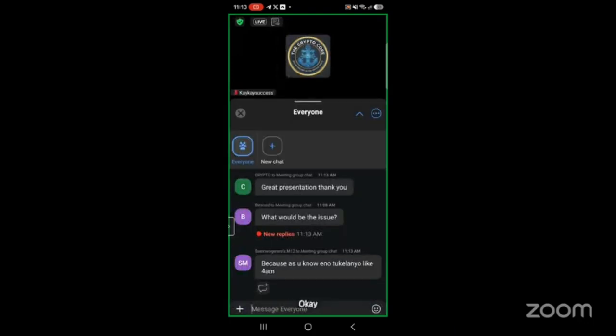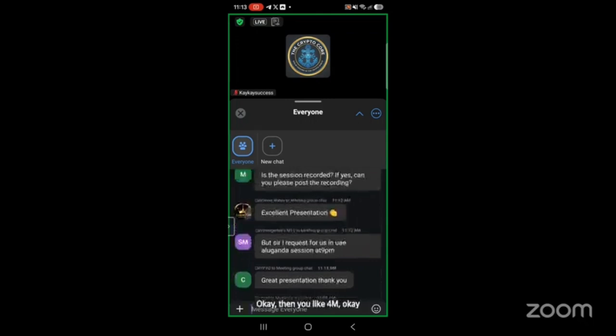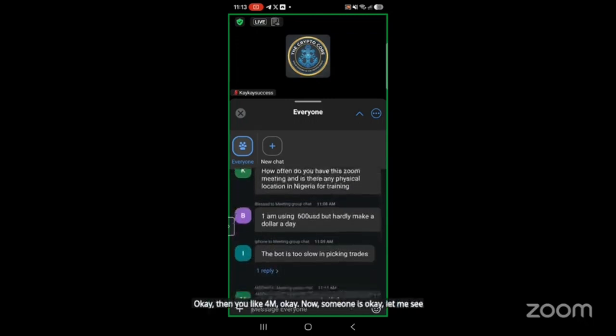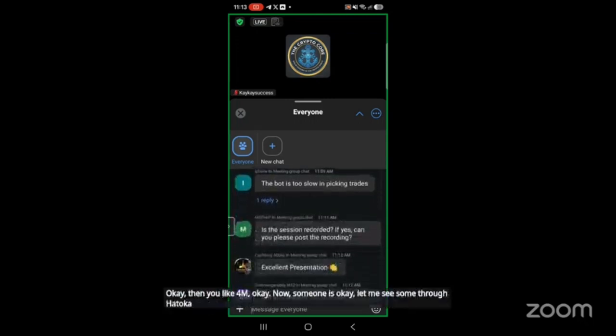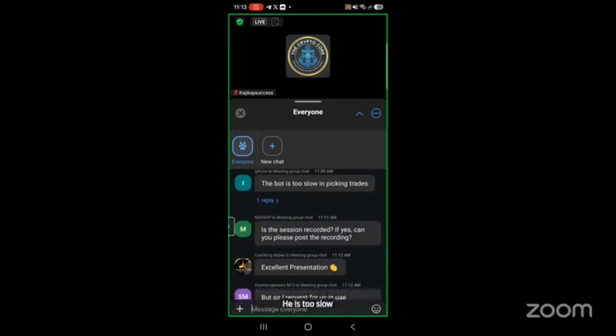Okay, now, someone says the bot is too slow in picking trades. Yes, it is too slow. Why? Because the coin list has changed.